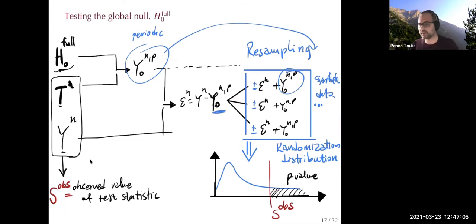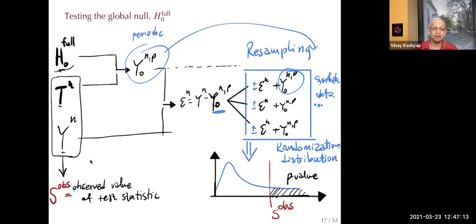So even 2 to the 10th is like 1,000. So that's pretty large already. So even with 10, 20, 30 data points, I'm good. I have a very large support potentially.